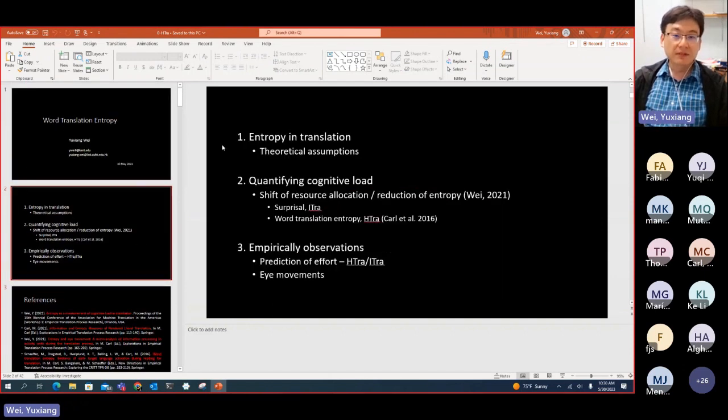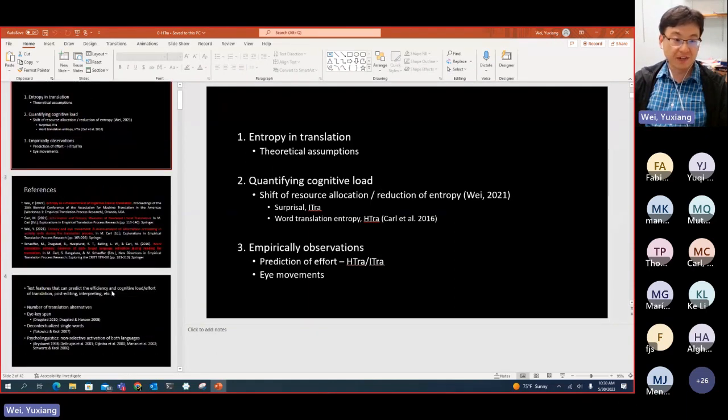So three parts: entropy and quantifying cognitive load, and then empirical observations.